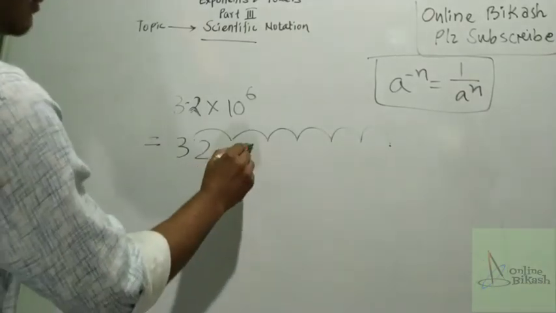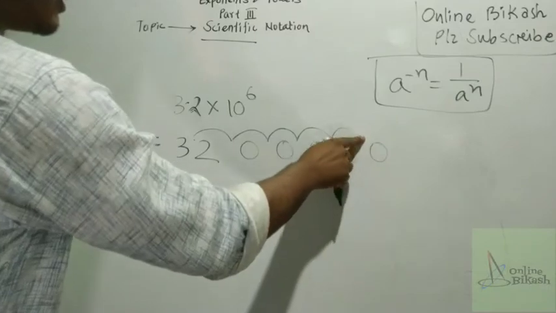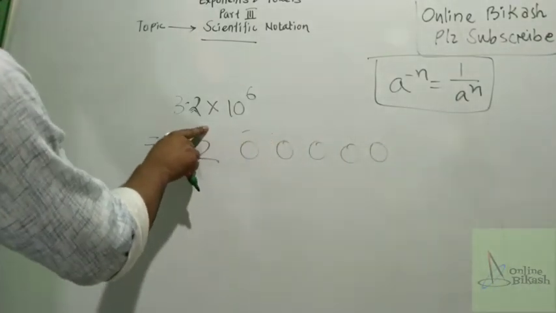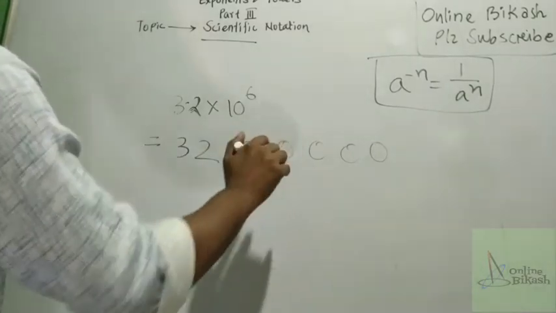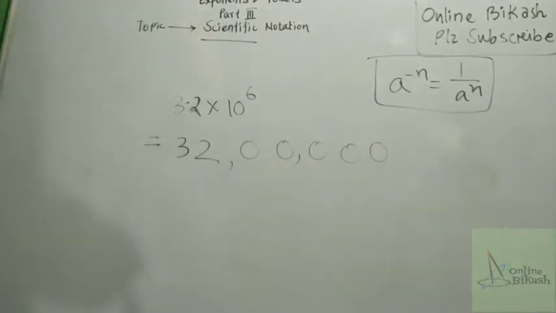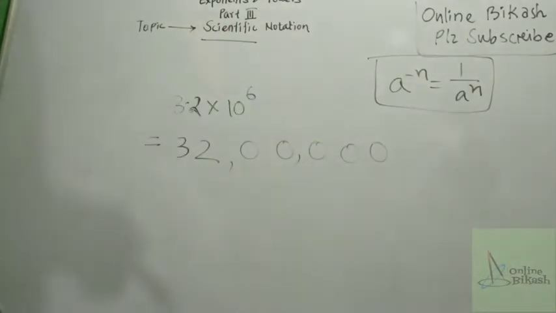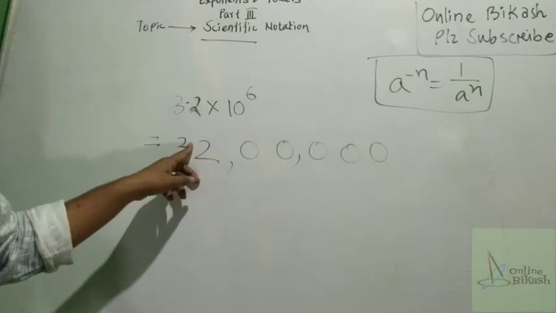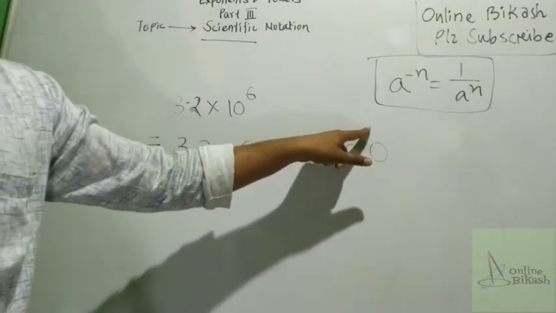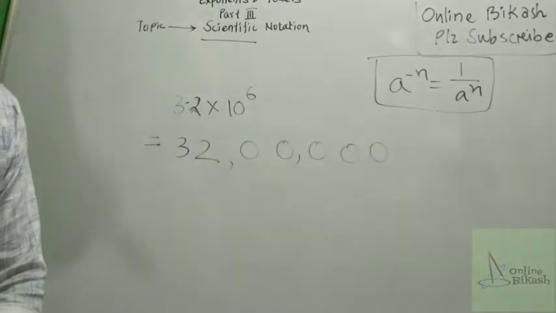That means the number will be what? 0, 0, 0, 0, 0. So this is its normal form or standard form. Are you understanding? We have moved this point 6 places. 6 places means from here we have to move 1 place, 2 places, 3, 4, 5, 6 here. The point will go here.